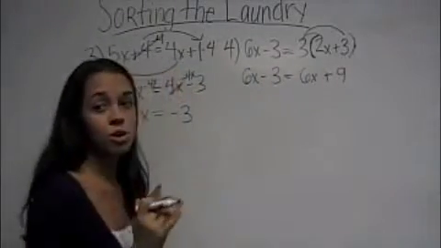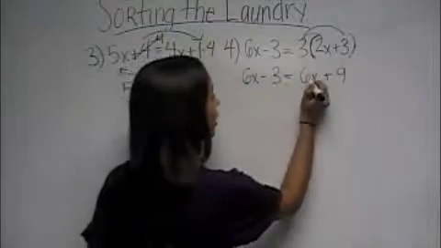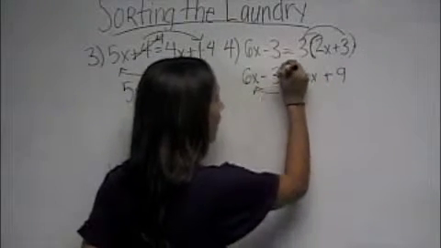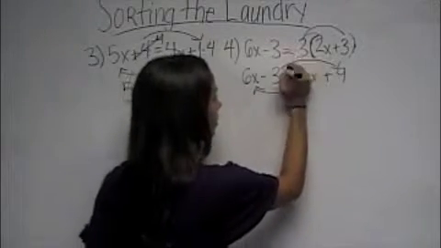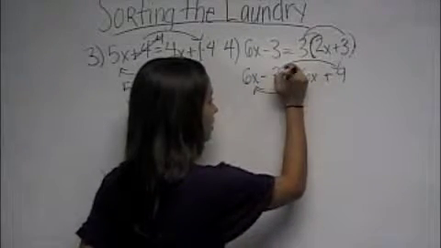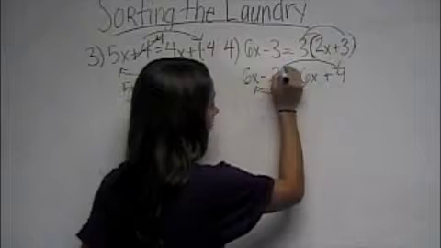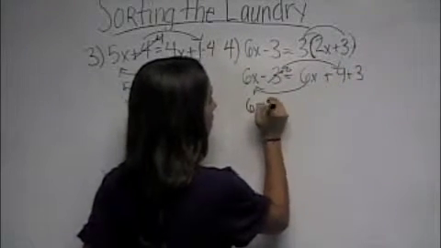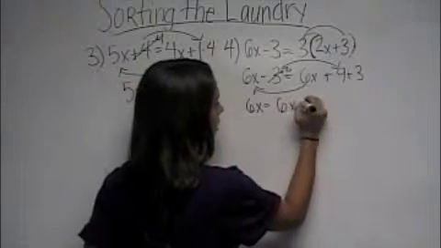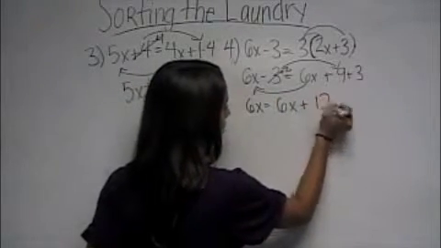Alright, now we can start our laundry. We're going to bring our variable to this side and our numbers to this side. So let's start with our numbers. We have a -3 right here, so we're going to add 3 to cancel that out and add 3 to the other side. We have 6x equals 6x plus 12.